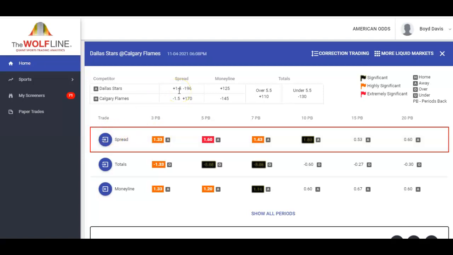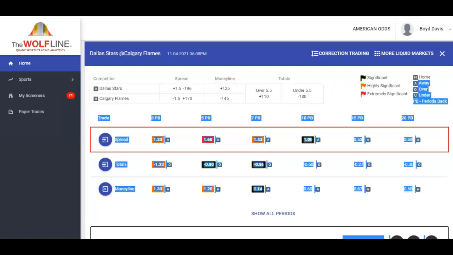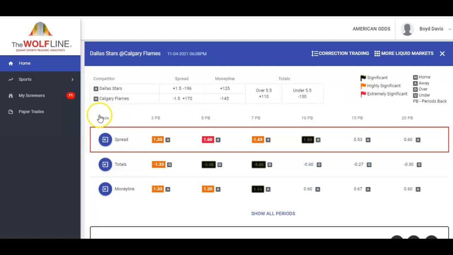Now that's plus 1.5. So it's kind of minus 196. It's not really something that I want to play. I really don't want to risk minus 196 on a struggling team that's doing that. So you've got to consider the price. But then again, it's how you use these charts, it's how you use this tool.